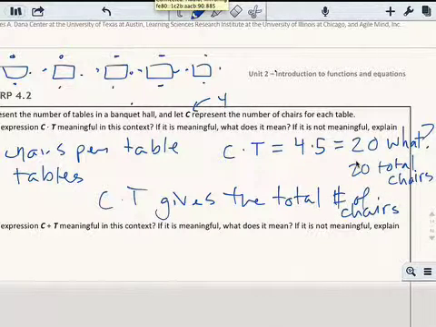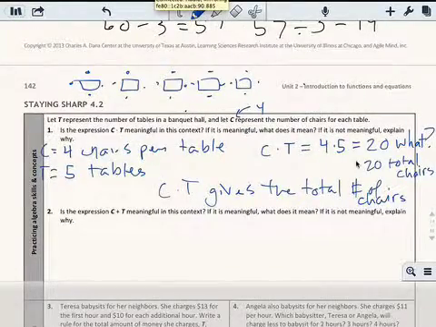And so what I did there is I tested out some numbers that made sense. I drew a diagram, and then I asked the question, does 20 actually represent anything? And it did. So let's consider C plus T using the exact same example, because that's what the next question is about.